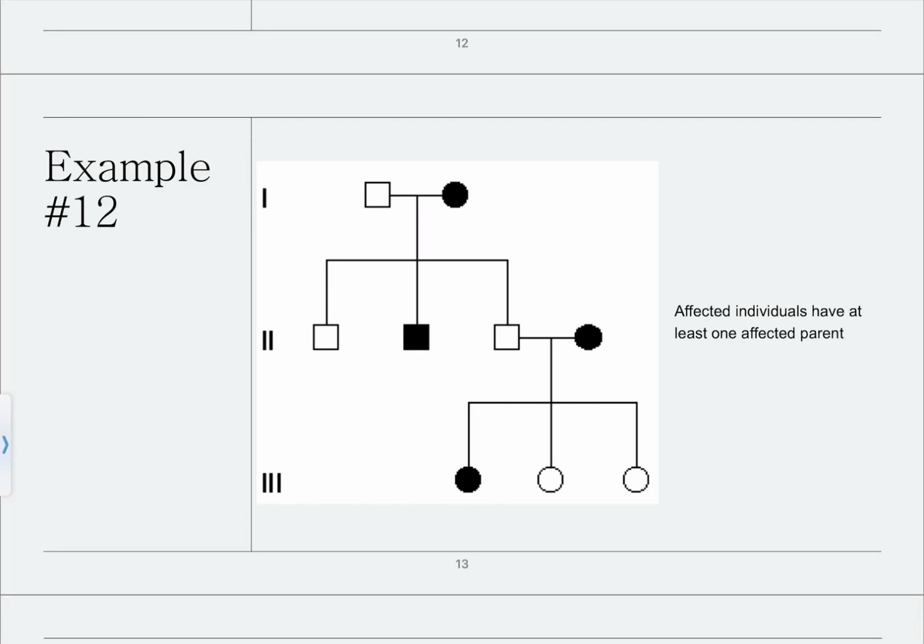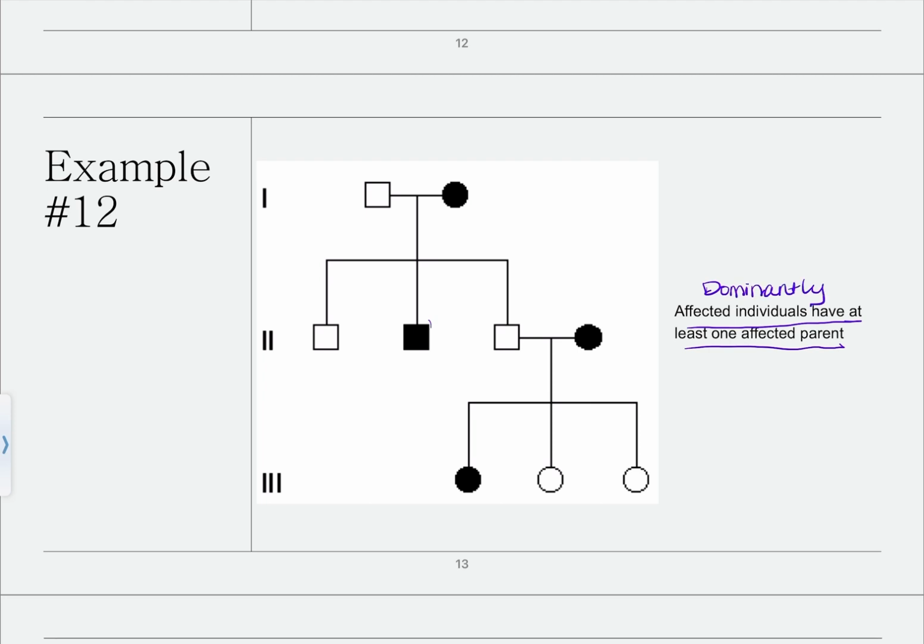Okay, so let's take a look at another pedigree example. In this case, what we're trying to show the difference is that if we have an affected individual, such as this one right here, they have to have an affected parent. So affected individuals have at least one affected parent. This is how you know that you have a dominantly inherited trait.